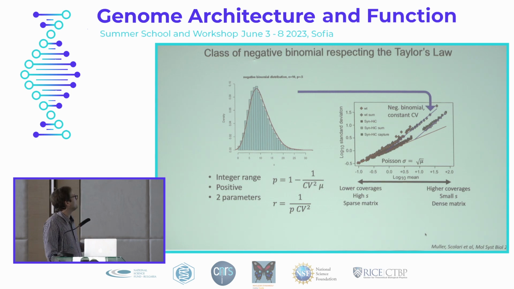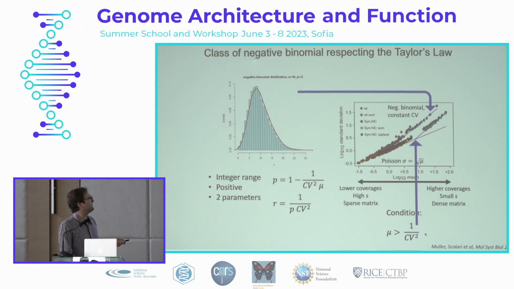So why negative binomial? In fact, it's just one probability distribution which is integer, positive, and has two parameters, which is what we are trying to model here. It is the most simple one and the most logical, maybe. And if you have the CV, which I showed is a constant here, and the mean, which is a function of the coverage, we can relate these two to the P parameter and the R parameter of the negative binomial. Apart from that, there is a condition: probability should be greater than 0 and lower than 1. So negative binomial works when the mean is greater than 1 over CV squared, and that's this point.